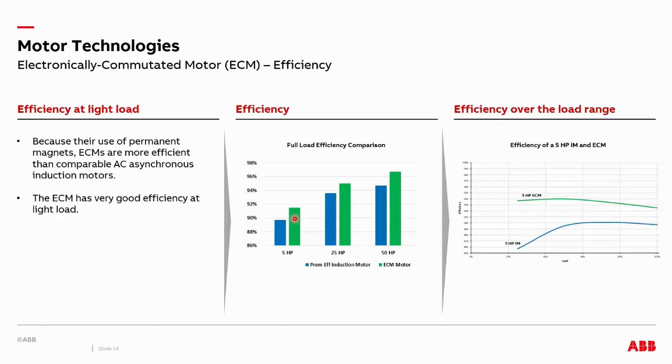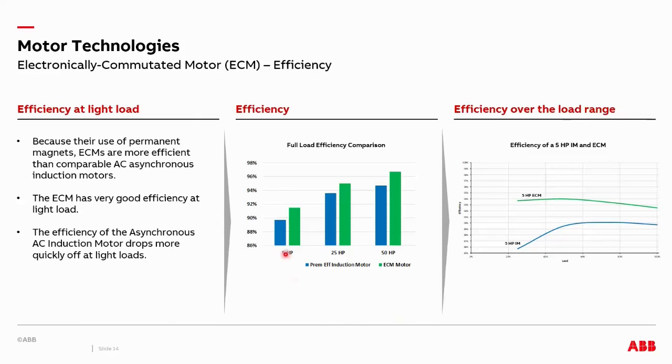The ECM has very good efficiency at light load. If we look at this graph over here, you can see that we're between about 93%, a little less than 94% efficiency at 25 to 30% load. And you can see that the 5 horsepower induction motor equivalent is much lower, just under 86%. We can see that it drops off quickly on the induction motor, right around 60%.